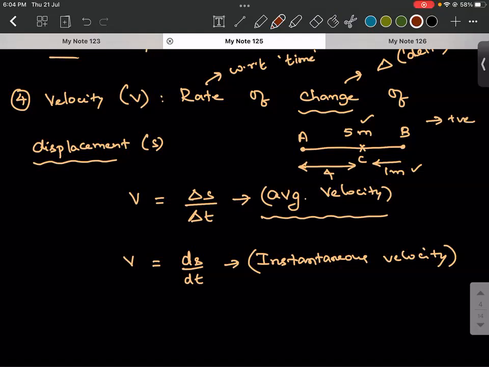Whereas if you want to know the velocity of the object between 0 to 5 seconds, you measure average velocity. So when you use the word between, it is average velocity. When you use the word at, it is instantaneous velocity. This is a very, very important point. Is it clear?